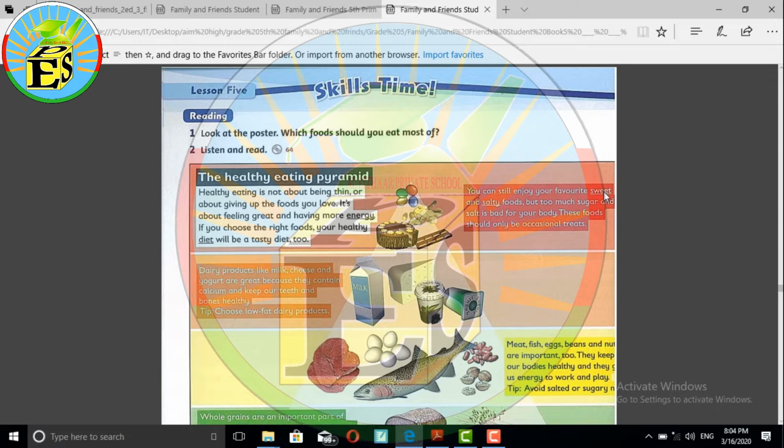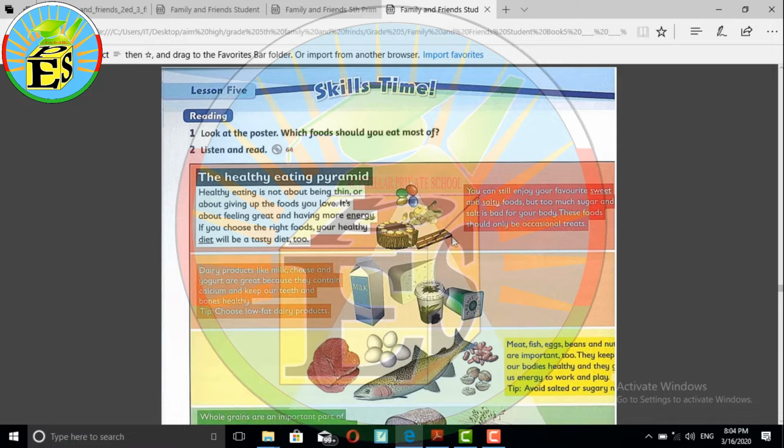Sweet foods contain sugar. Any foods which contain sugar, we call sweet. And salty foods contain salt. Which contain what? Salt. Salty is an adjective, and sweet is also an adjective.